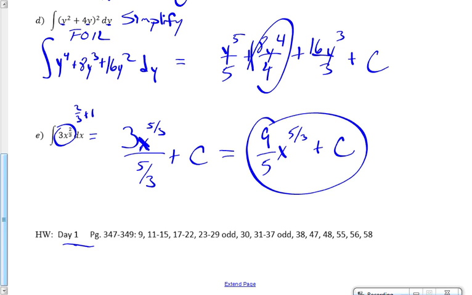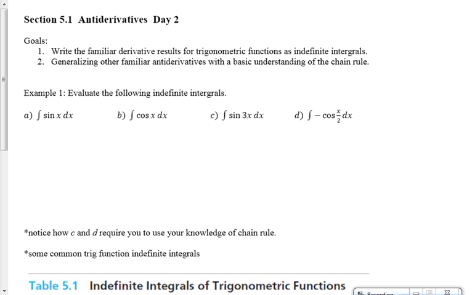Right? Homework is day one. We're going to move on to day two today for the interest of time, but you want to make sure you try some of those problems. Day two is about recognizing some things.